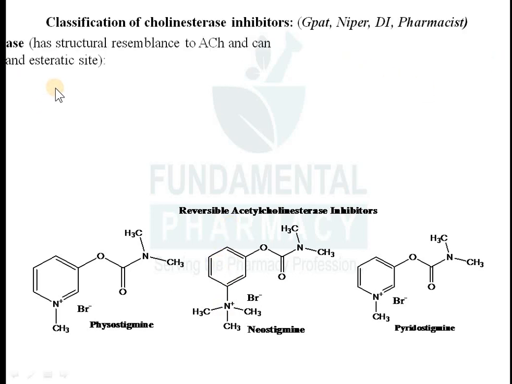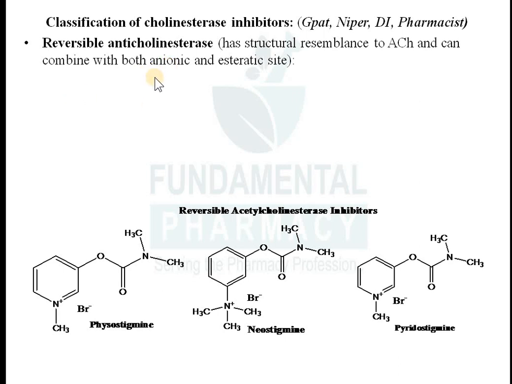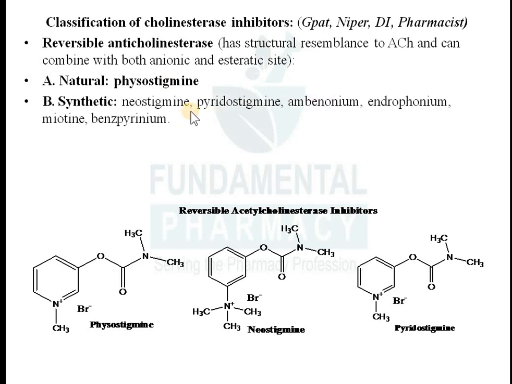Cholinesterase inhibitors are classified into two types. Reversible cholinesterase inhibitors have a structural similarity to the acetylcholine molecule, and they combine at both the anionic site and the esteratic site of the enzyme, that is acetylcholinesterase. These have two subtypes. The first is natural, for example physostigmine, and then synthetic ones: neostigmine, pyridostigmine, ambenonium, edrophonium, demecarium, and benzpyrinium. All these are synthetic cholinesterase inhibitors.